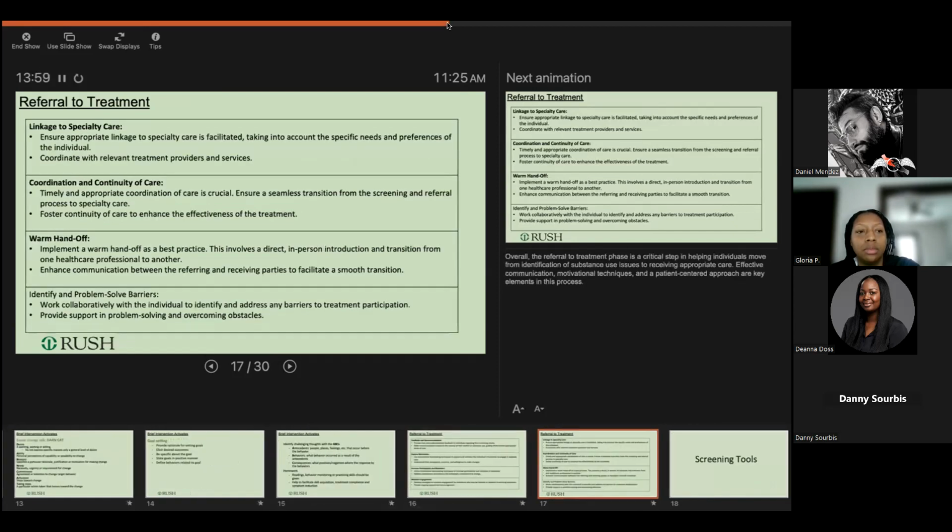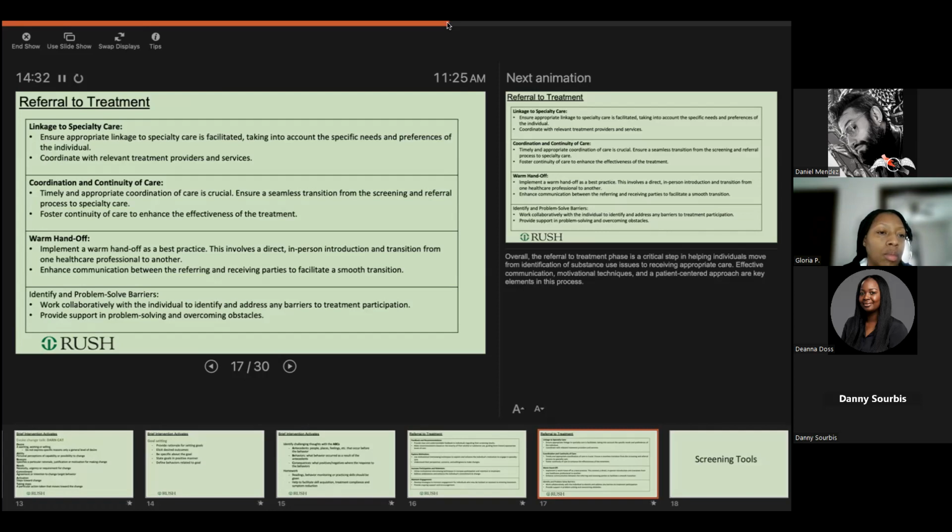We also like to do linkage to specialty care, so that ensures appropriate linkage to specialty care is facilitated, taking into account the specific needs and preferences of the individual. You want to coordinate with relevant treatment providers and services. And then coordination of continuity of care: timely and appropriate coordination of care is crucial. You want to ensure a seamless transition from the screening and referral process to specialty care, and you want to foster continuity of care to enhance the effectiveness of the treatment.